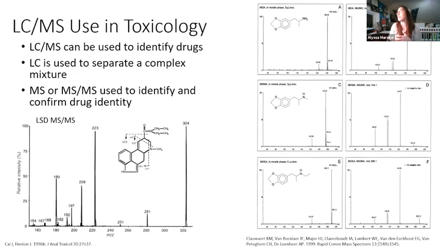But this is commonly used in toxicology analysis. If we have biological fluids like blood or urine, right? They're already in the liquid phase. You run it through your liquid chromatography column. It separates out your components, and you can identify any kind of drug metabolites that are present.